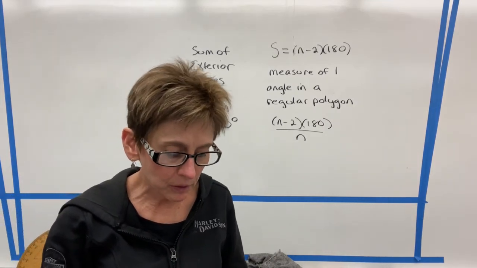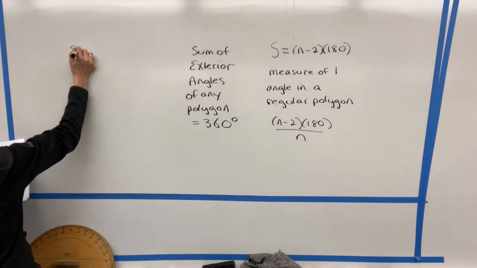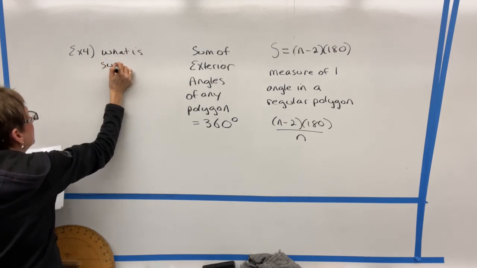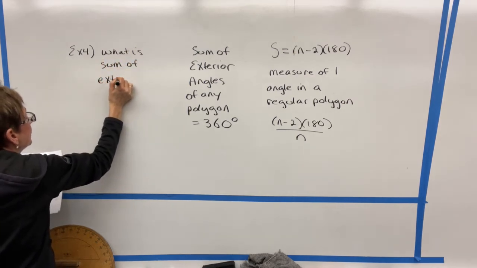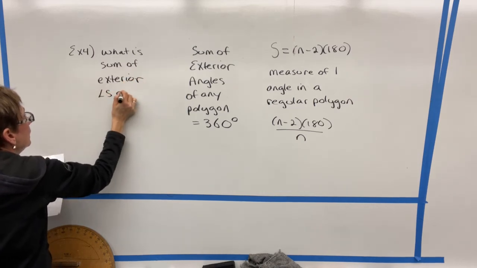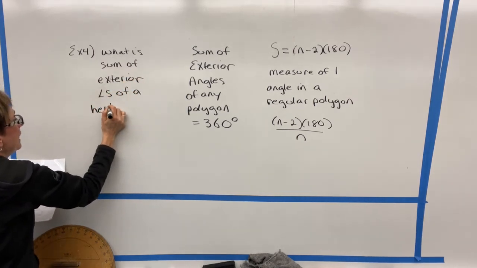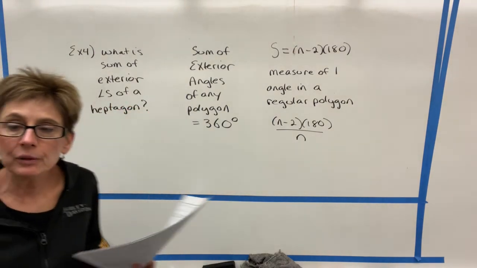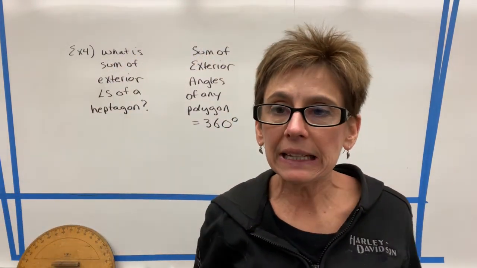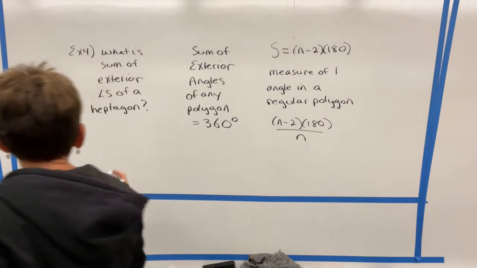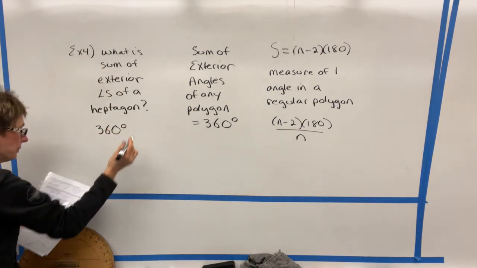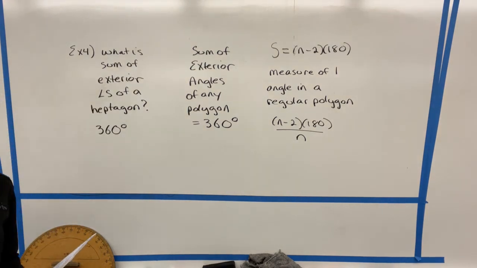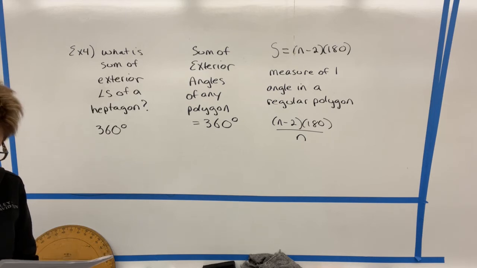Okay, so for example, let's do example number 4. It could say, what is the sum of the exterior angles of a heptagon? Now, heptagon means 7 sides, but you don't actually need to know that, because any figure, no matter how many sides it has, is going to have a sum of exterior angles of 360. So it really doesn't matter what the number of sides is, the answer will be the same.